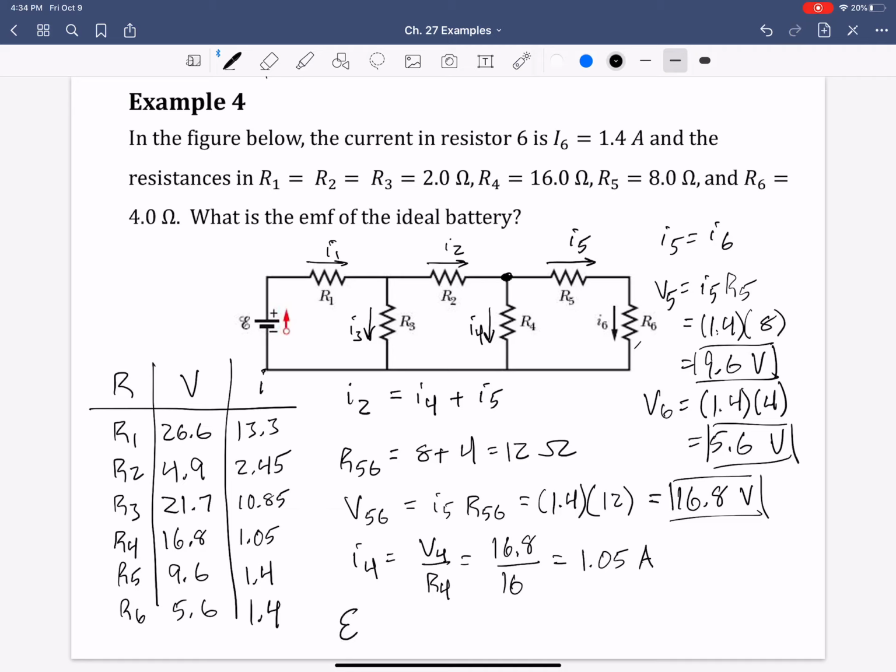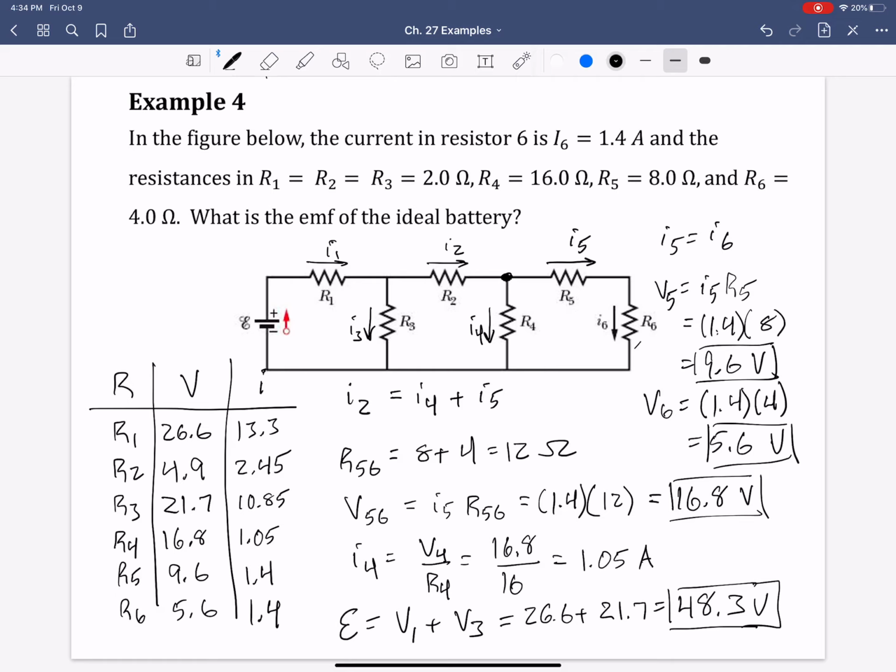So in other words, the EMF equals V1 plus V3. Again, Kirchoff's loop rule. And that is equal to 26.6 plus 21.7. There we go. And that is our answer, 48.3 volts.